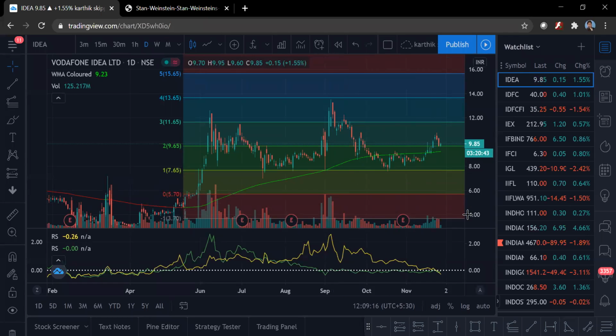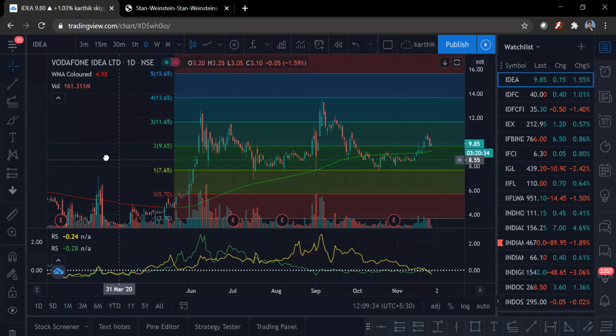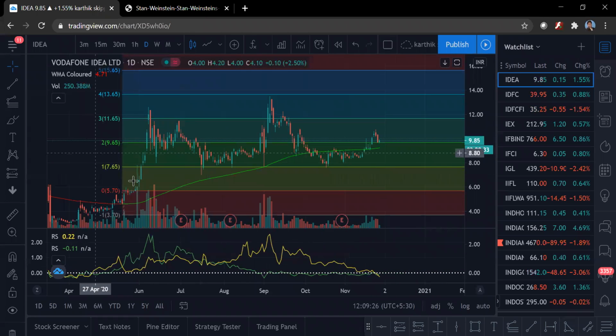I guess we should have a watch on this as it is near support. Near support. Okay, Vodafone. I'll tell you that also. I don't enter a stock that has already given an up move. Okay, it is my way of looking at stocks.